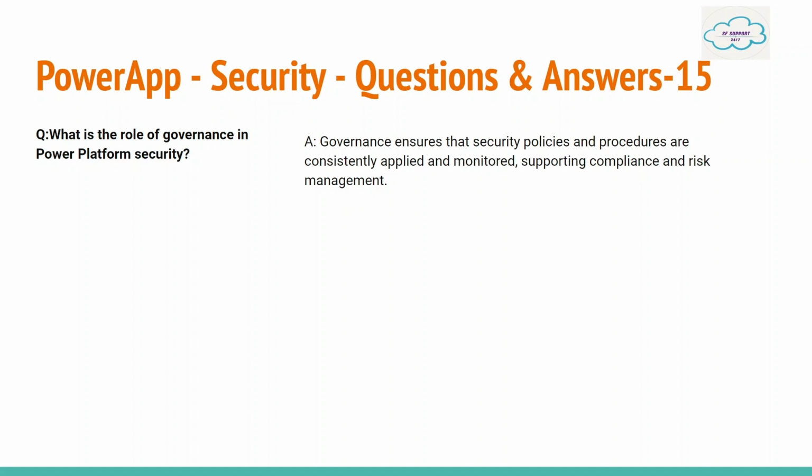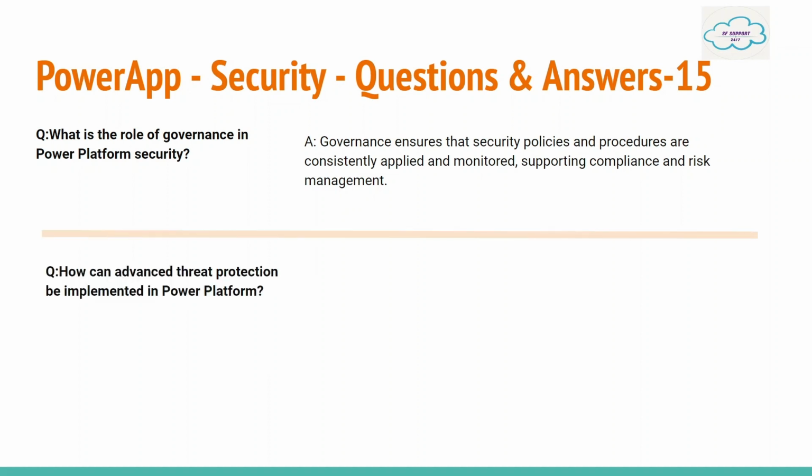Answer: Governance ensures that the security policies and procedures are consistently applied and monitored, supporting compliance and risk management. Generally, in the organizations, from the security team, there will always be security governance. At the same point, from the Power Platform also, the administrators or architects will be involved in this security governance. Next question: how can advanced threat protection be implemented in Power Platform?